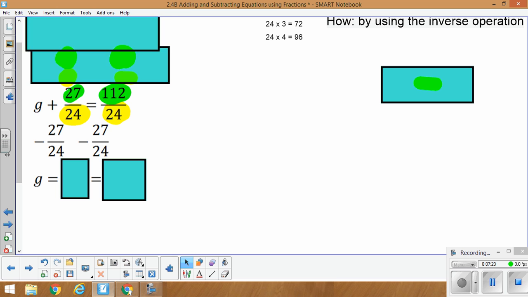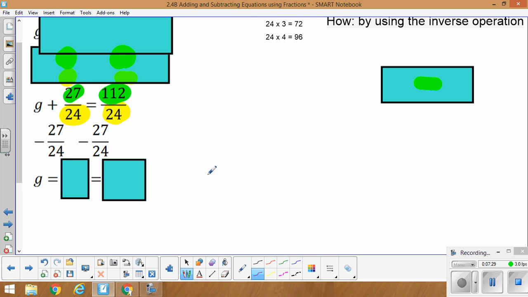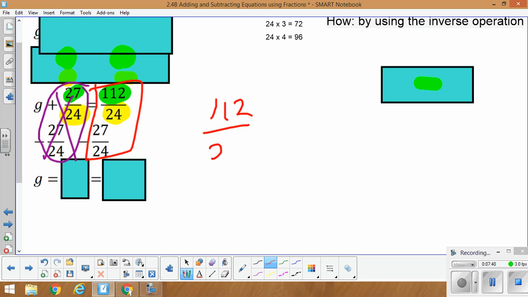Just cover some of this up, make it a little easier to look at. Okay, so I'm going to take these two here. Those are 0 pairs, so they cancel out. And then we look in here, and I have 112 over 24 minus 27 over 24.